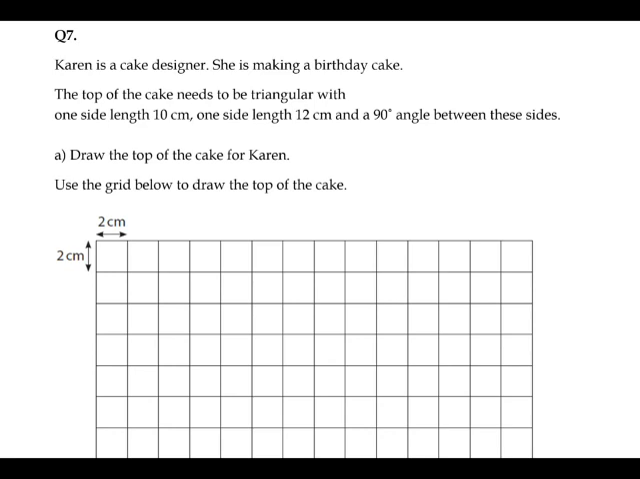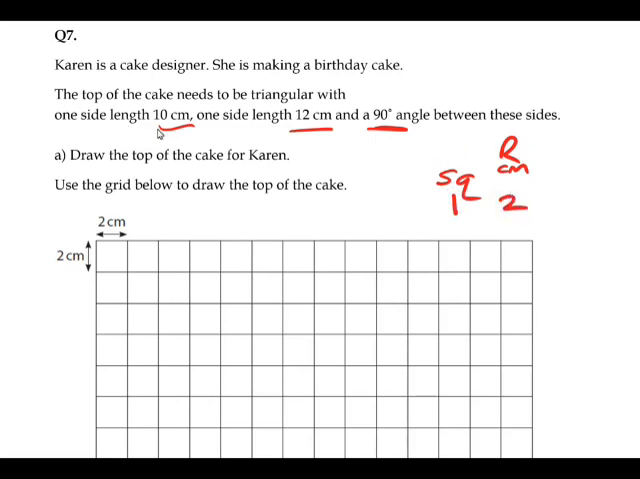Question 7. Karen is a cake designer and she's making a birthday cake. The top of the cake needs to be a triangle with one side of length 10 centimeters, one side of 12 centimeters, and a 90-degree angle between these sides. Draw the top of the cake for Karen. And we've got a scale here of our drawing and real world, where the drawing is in squares and the real world is in centimeters. So 1 square is 2 centimeters.